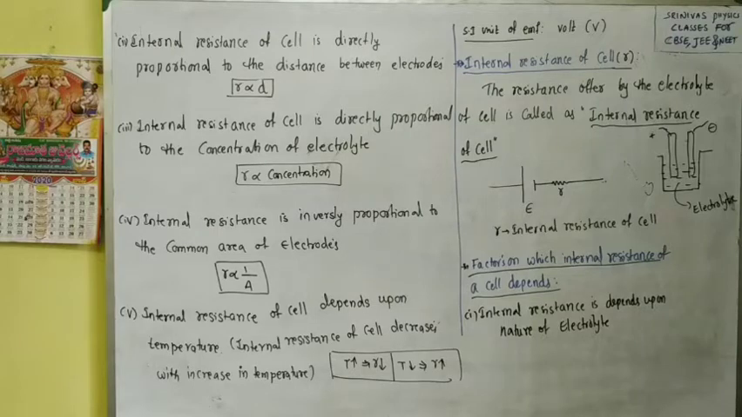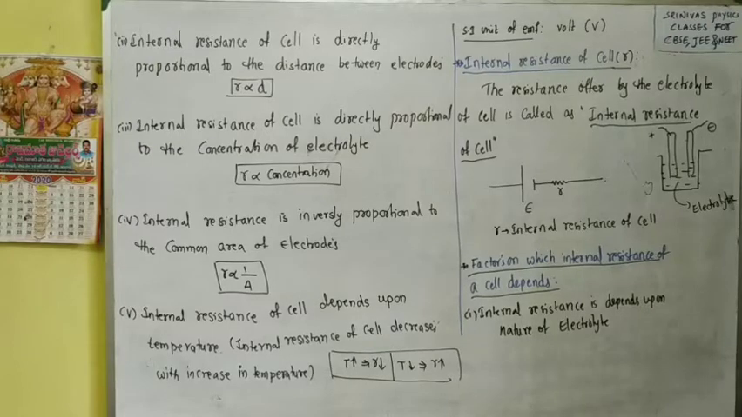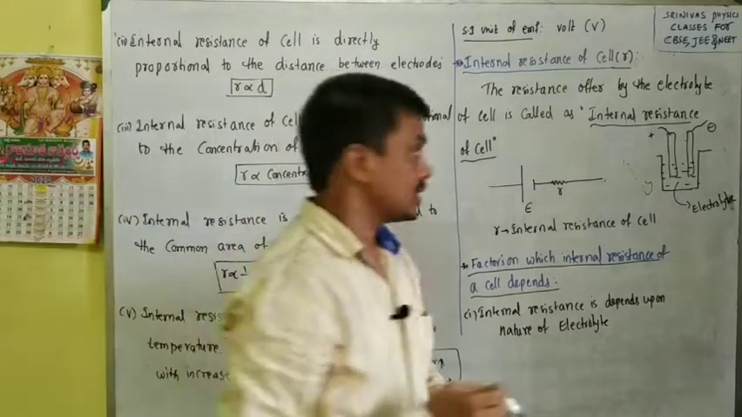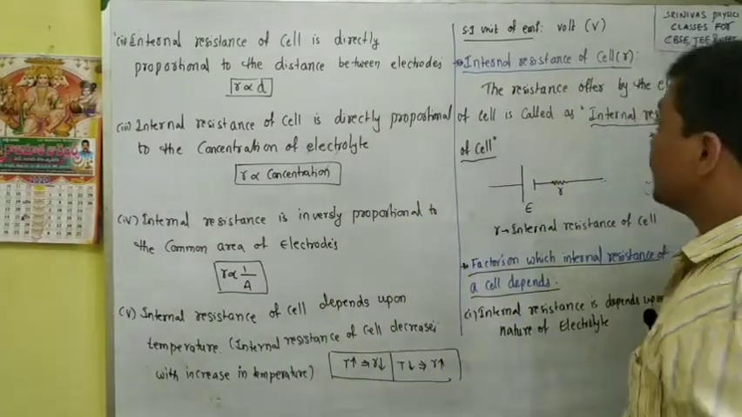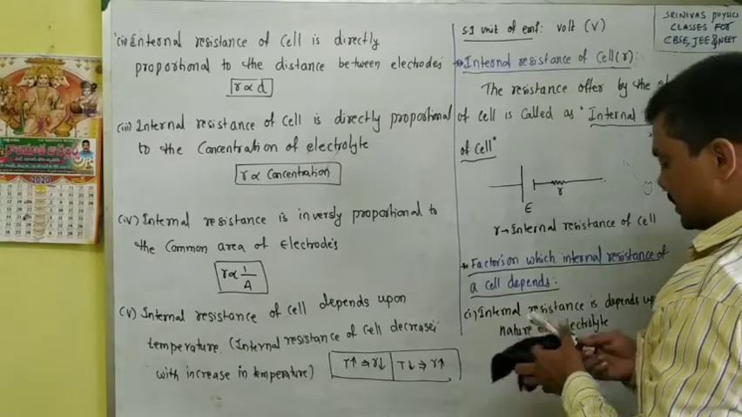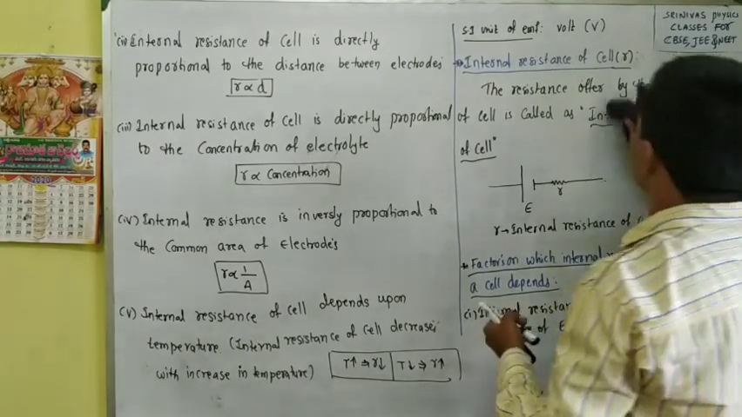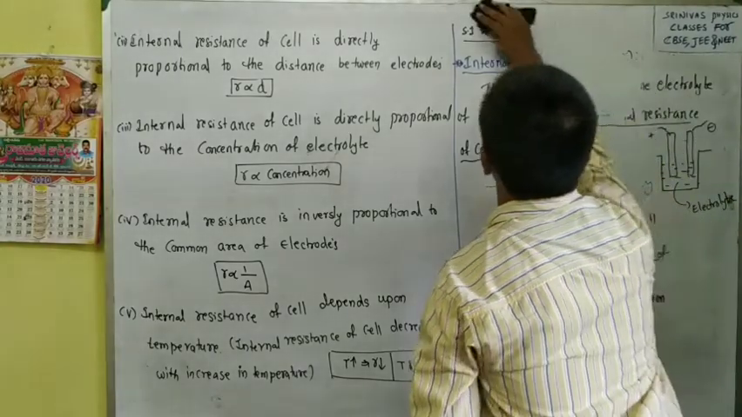There are different types of cells, Leclanche cell, Daniell cell, dry cells, where chemical energy is converted into electrical energy. Let us continue. The next topic is the terminal voltage. Till now, what did we discuss? What is EMF, and what is internal resistance. And the next one is terminal voltage.